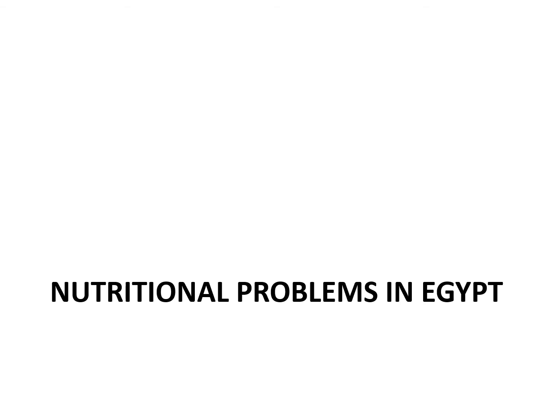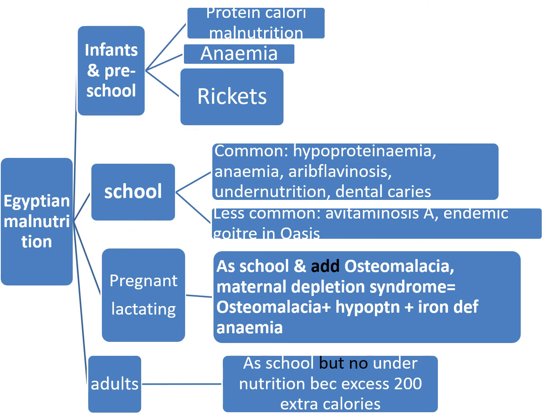Nutritional problems in Egypt, some of them. This figure I tried to summarize the Egyptian malnutrition. In infants and preschool, as you see, protein calorie malnutrition, anemia and rickets. In school children, the most common are hypoproteinemia, anemia, and riboflavinosis, undernutrition, dental caries. Less common: avitaminosis A, endemic goiter in oasis.